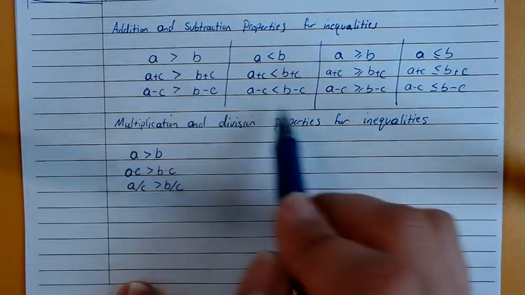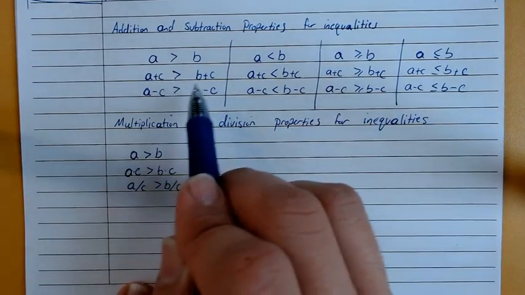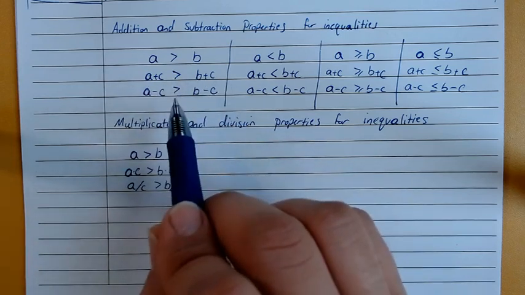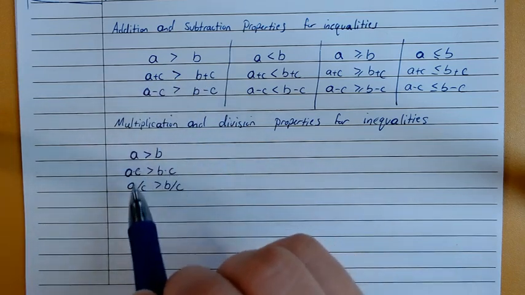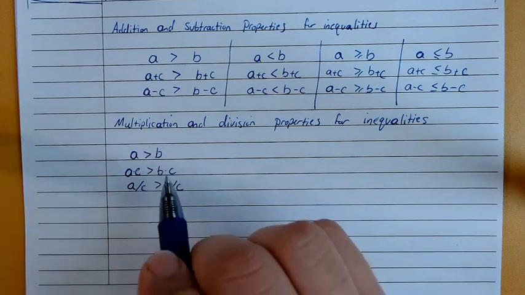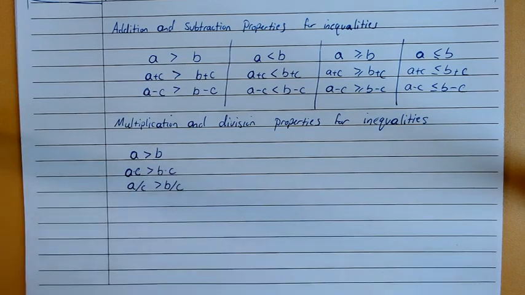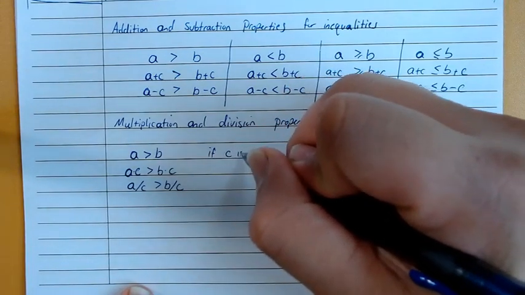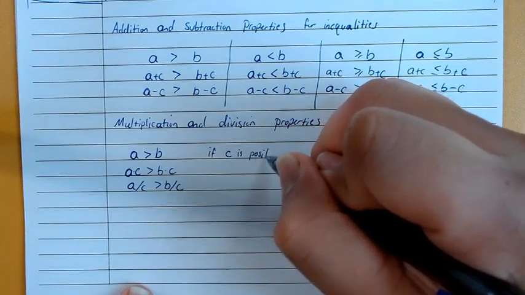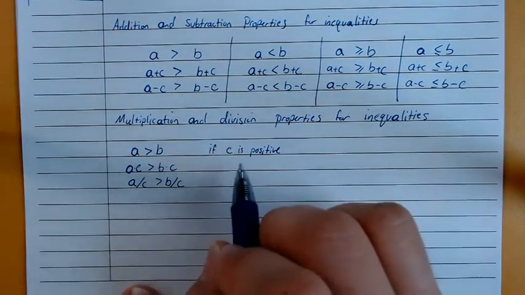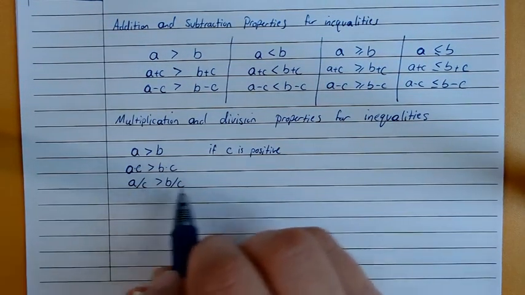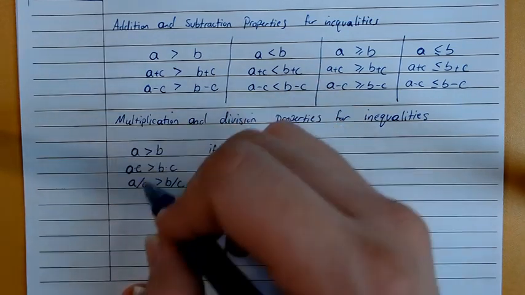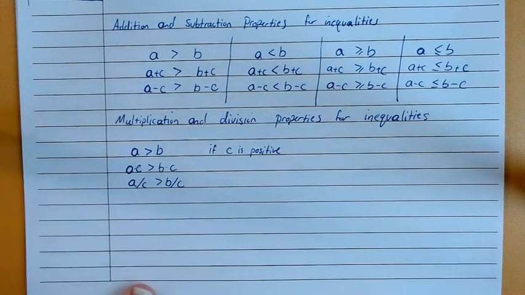In this case, up here, you could use any number you wanted. There was no restriction. As long as you added the same thing on both sides, it was fine. And there was no other qualifications there. However, here, what we have to say is this is only true if C is positive. It can't be 0 because division by 0 is undefined. But if it's negative, then what that does is it reverses the inequalities.